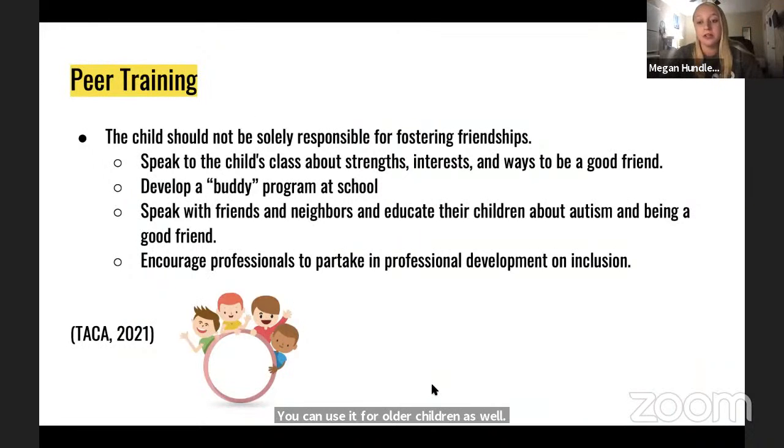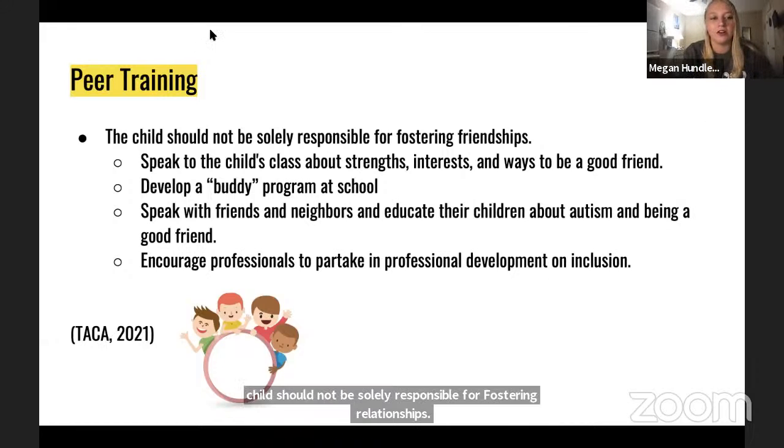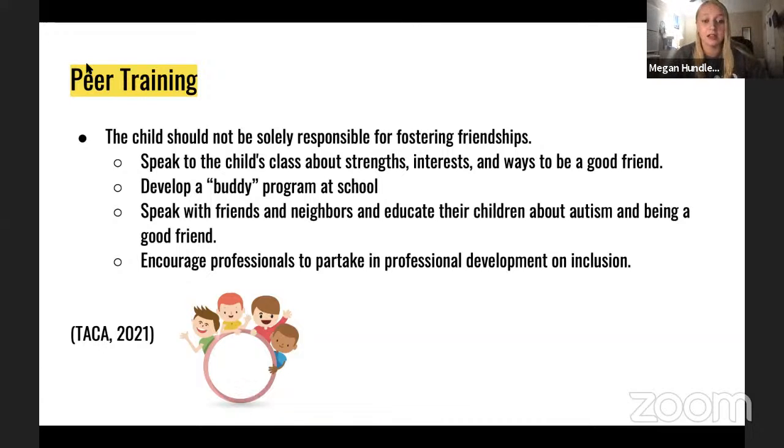And then my last point for social skills is peer training. I feel like this is really important. It's really a form of advocacy. I feel like the child should not be solely responsible for fostering relationships. So things that parents and friends can do is speak to the child's class about strengths, interests, and ways to be a good friend. Or the child could do this themselves if they feel comfortable.